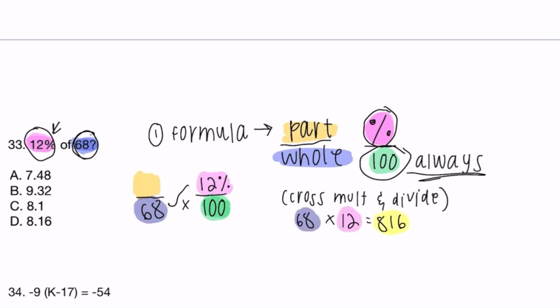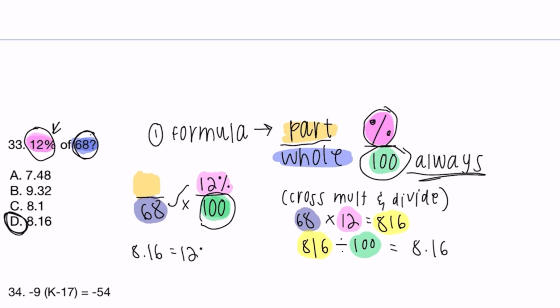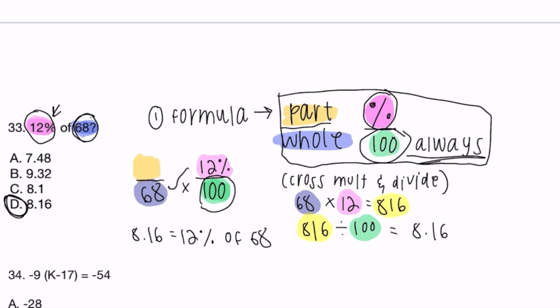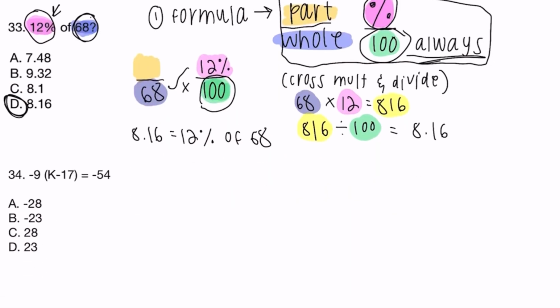816. Okay, so now we're going to take that 816 and we're going to divide it by this 100. And that part of the equation is going to be 8.16. Okay, so 8.16 is 12% of 68. I hope I broke that part over whole equation down for you. Like I said, if it still doesn't make sense to you, please message me because I want you to understand this, because it is a big part of the test.